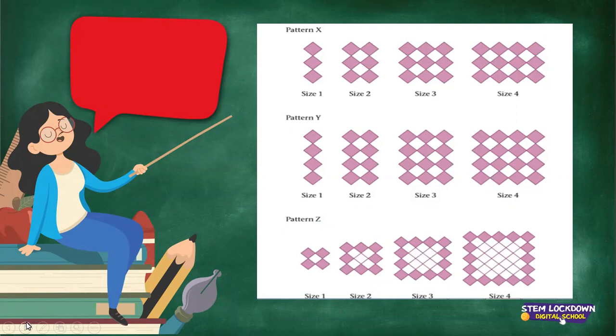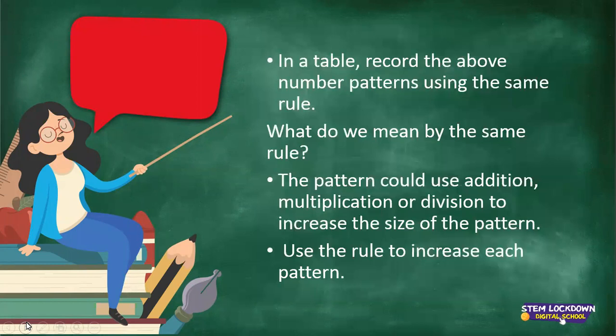You'll still be able to see the pattern Y, X, and Z on the same slide, so you don't have to worry. We just going to look at the instruction as to what we need to do. Okay, so it says in a table, record the above number pattern using the same rule. What do we mean by the same rule? The pattern could use addition, multiplication, or division to increase the size of the pattern. Remember, we did say that yesterday.